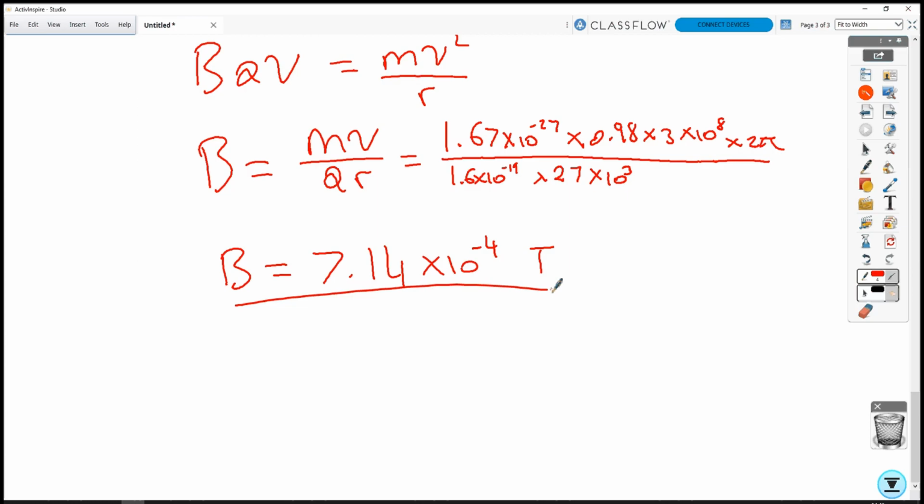Now notice that this is quite small, a small number. So in terms of magnetic fields, 1 Tesla is quite large, especially when we're talking about subatomic particles being accelerated.